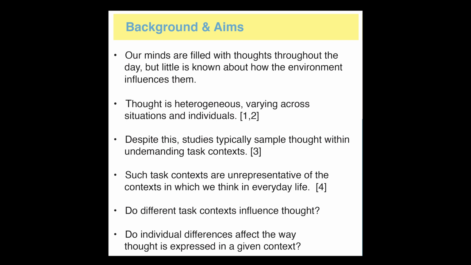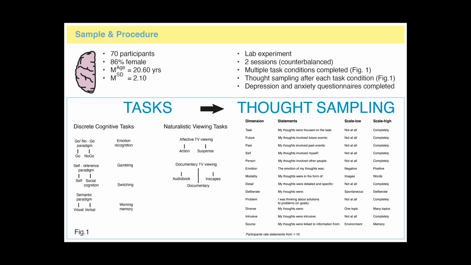Firstly, we wanted to see if context does influence the expression of thought, and secondly, whether individual differences relate to the extent to which thought is expressed within a given context. We had participants engage in multiple task contexts which ranged from discrete cognitive tasks such as emotion recognition and working memory to more naturalistic tasks such as watching documentary and threatening video clips. After each task context, participants' thoughts were sampled. They were asked 13 questions about the features of their thoughts.